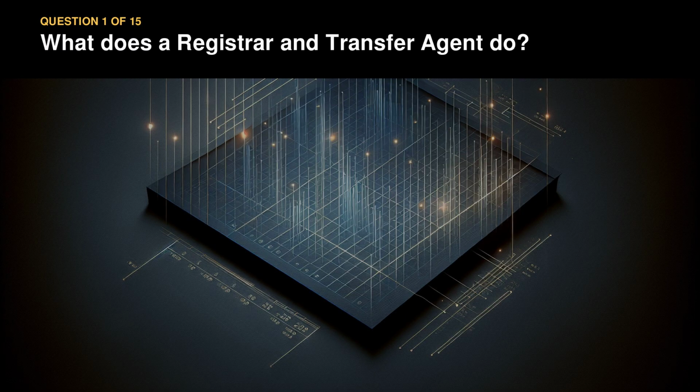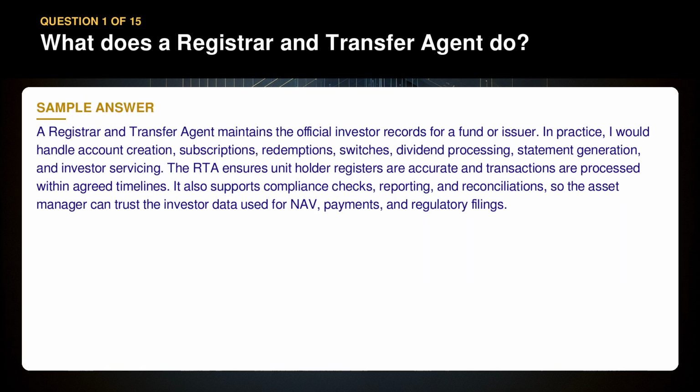Question 1. What does a registrar and transfer agent do? A registrar and transfer agent maintains the official investor records for a fund or issuer. In practice, I would handle account creation, subscriptions, redemptions, switches, dividend processing, statement generation, and investor servicing. The RTA ensures unit holder registers are accurate and transactions are processed within agreed timelines.